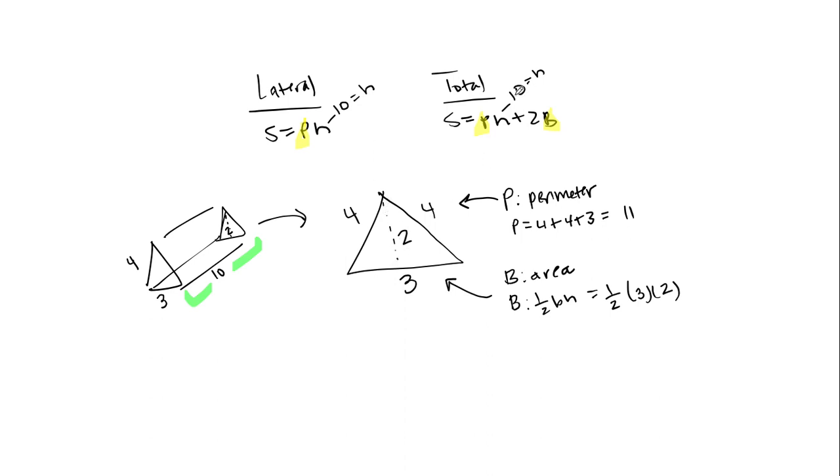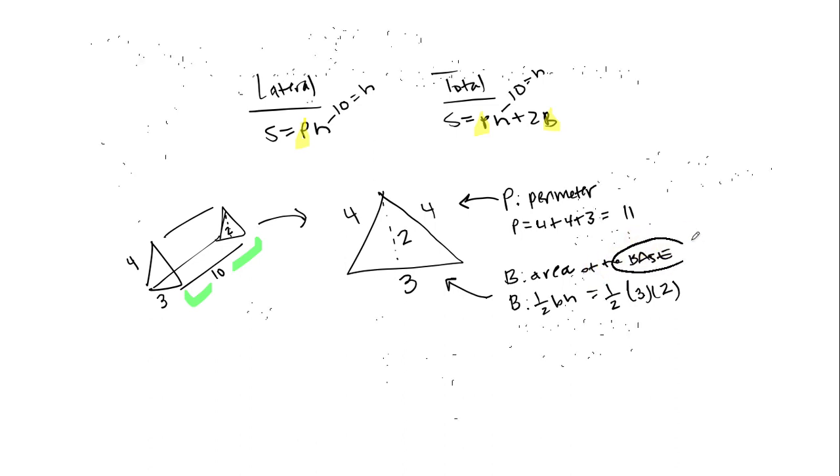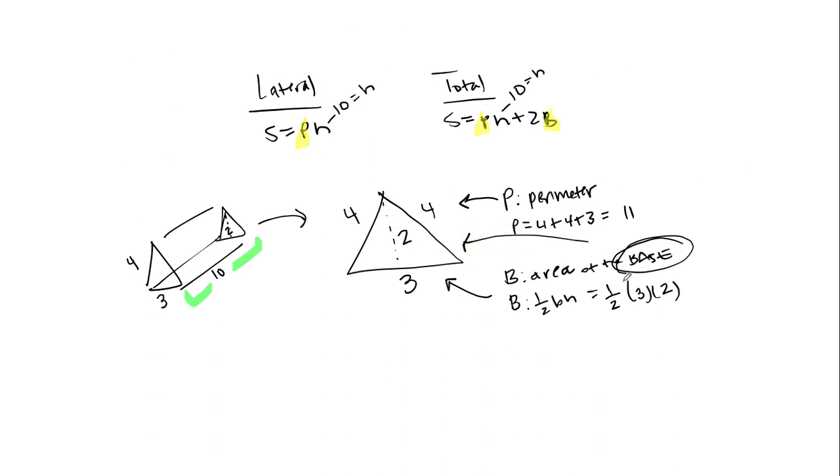How do I know it's not this height right here? Well, because this is the area of the base, so I'm only looking at the base. So my height of my triangle is 2. Right, we're trying to find the area of the triangle. So this 10 has nothing to do with my triangle. Okay, and I just plug in all my numbers, and there we go.